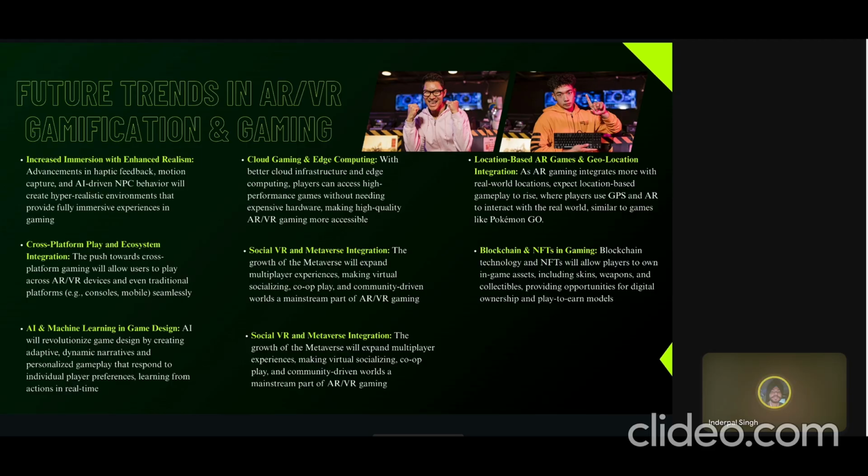Next, platform boundaries are disappearing. Seamless cross-platform play is becoming the standard. Soon, you'll be able to jump between VR headsets, consoles, and mobile devices within one connected gaming ecosystem, making high quality gaming accessible to more people. This accessibility is further boosted by cloud gaming and edge computing. Forget needing expensive hardware, powerful AR VR experiences will be streamed directly to a lighter, much more agile device, opening up immersive gaming to a much wider audience.